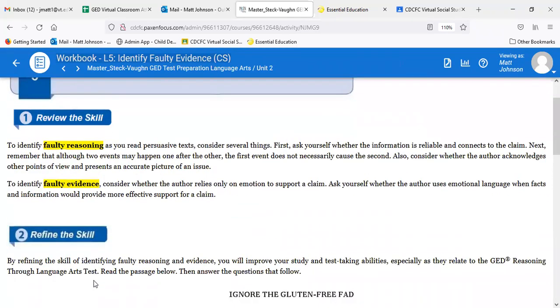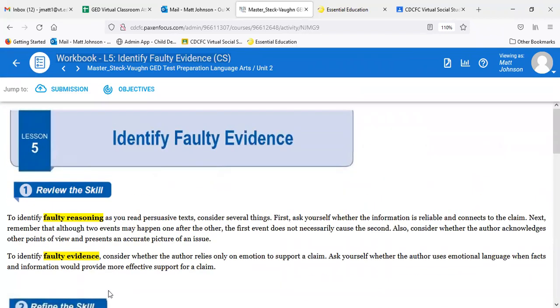So again, to identify faulty reasoning, as you read persuasive text, consider several things, right? This is where you're going to find this a lot, in persuasive text. First, ask yourself whether the information is reliable and connects to the claim. Next, remember that although two events may happen one after the other, the first event does not necessarily cause the second, right? Faulty cause and effect. Also consider whether the author acknowledges other points of view and presents an accurate picture of the issue. Is it one-sided? Is it biased?